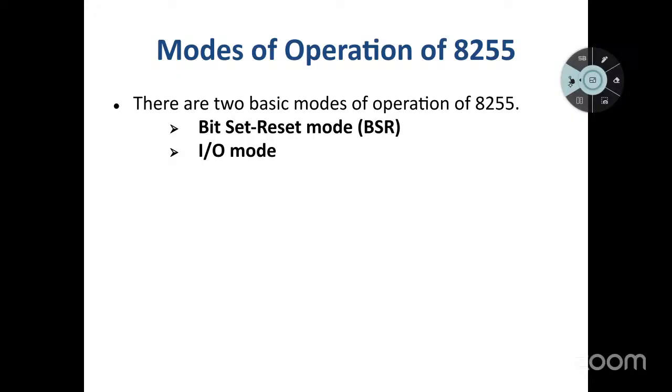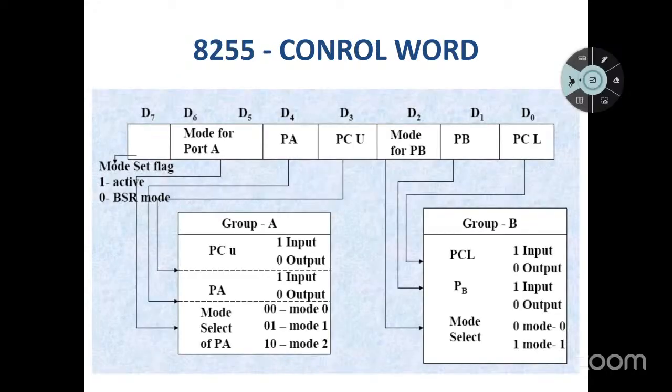One is the BSR mode, and the selection is by D7. D7 equal to 0 is the BSR mode. D7 equal to 1 is the IO mode, in the CWR register. So with 1 here, it is operating in IO mode.